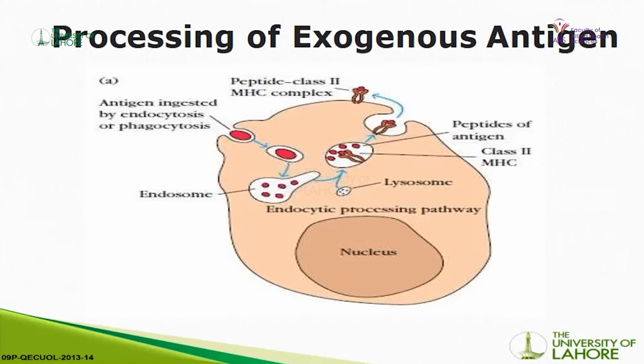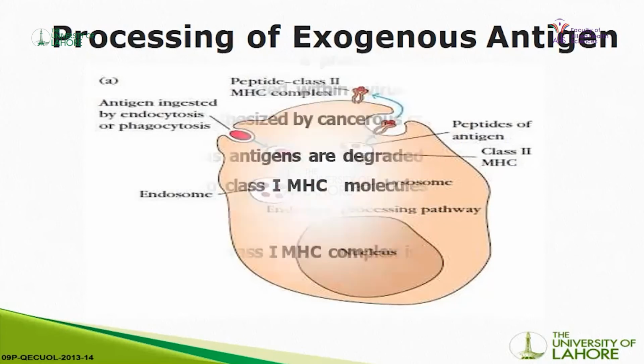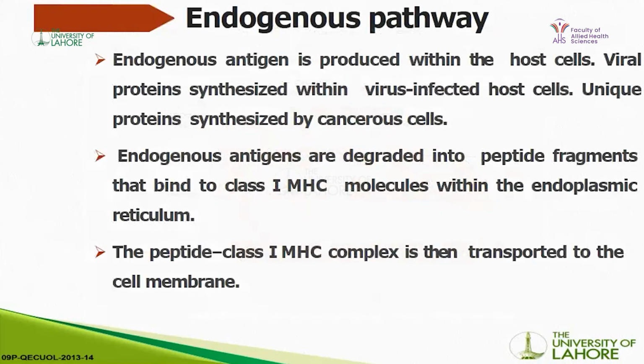Then these APCs will interact with the CD4 receptors on T helper cells, which will accelerate the immune response. The other pathway for antigen processing is the endogenous pathway, in which the endogenous antigen is involved. The endogenous antigen is the antigen that is produced within the host cells. Like in virus-infected cells, as the virus attacks the cells, it takes the whole metabolic machinery of the host cells and makes proteins of its own. So these proteins can act as endogenous antigens.